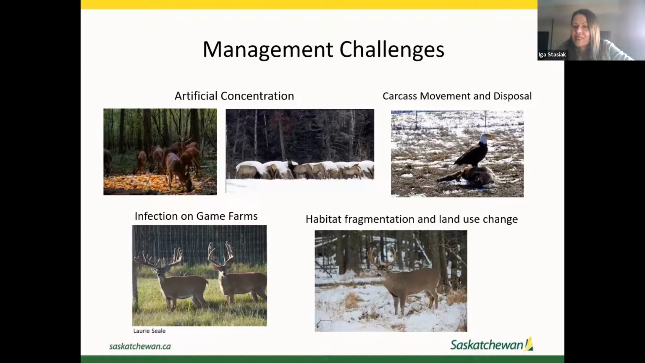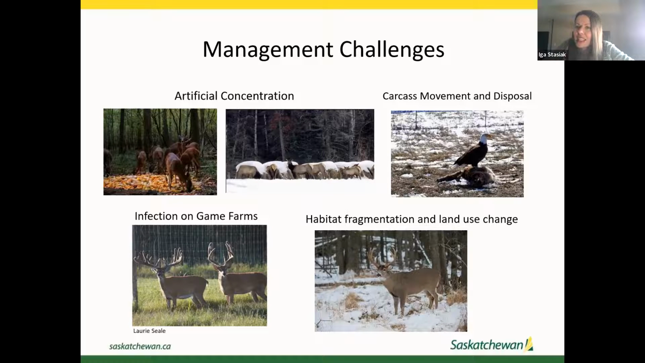So things like the fact that, especially in the winter time, we have deer congregating around feed sources, and Saskatchewan is a highly agricultural province. There's a lot of attractants on the landscape, including livestock feed, things like grain bags, grain bins. So we see animals congregating in those areas. There's also bait sites that are put out by hunters that also congregate animals, increasing transmission rates. The movement of carcasses across the province by hunters. We have operational game farms in the province, and a number of those farms are infected, which also can impact risk of transmission, as well as land use changes.